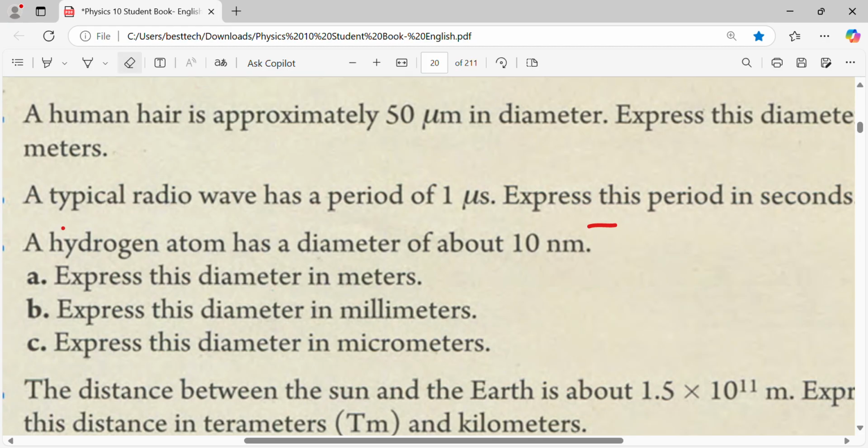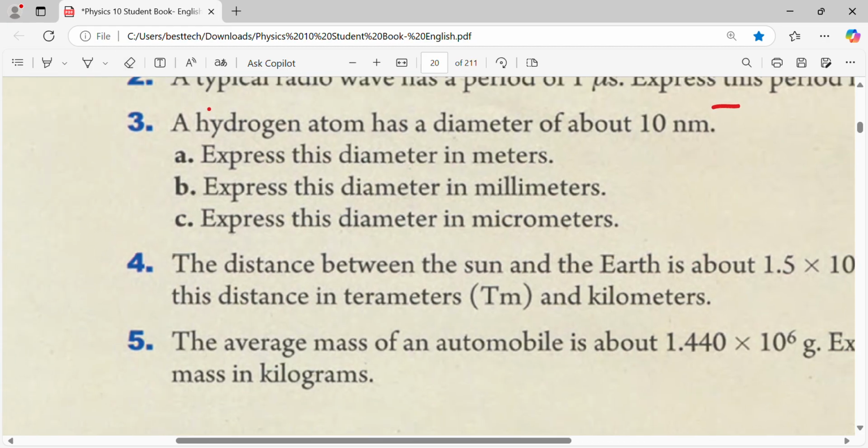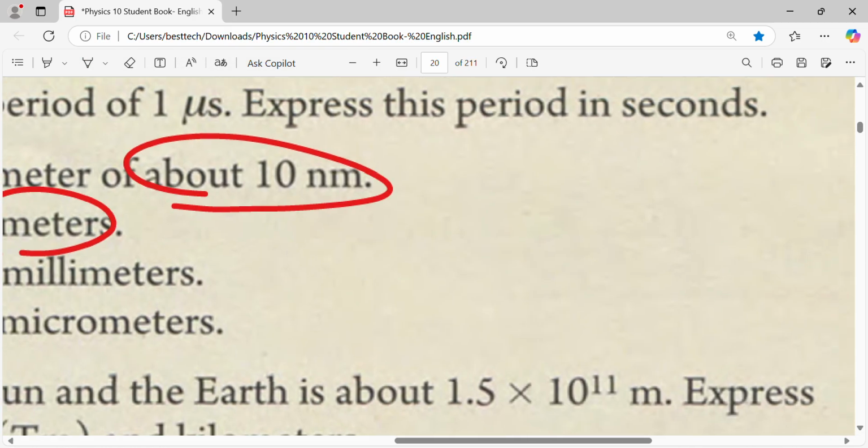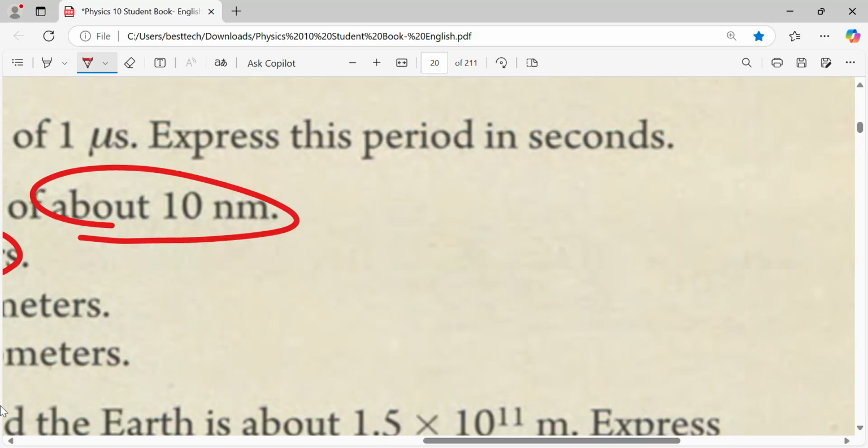Question 2 is done too, guys. Question 3. A hydrogen atom has a diameter of about 10 nanometer. Part A, convert to meter. Same thing. 10 nanometer, make it meter.